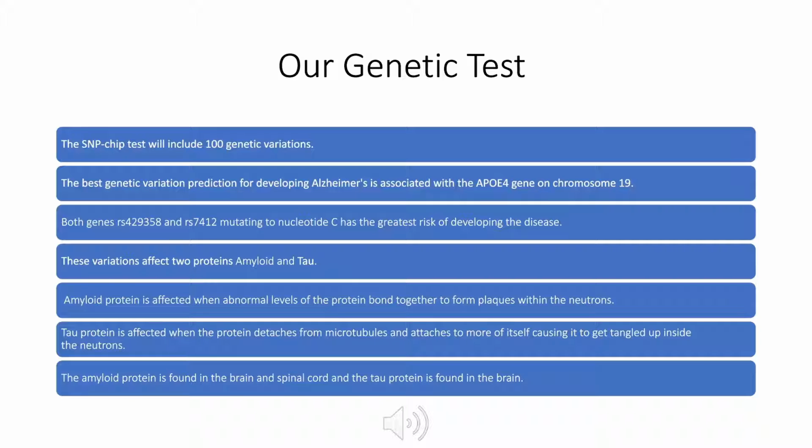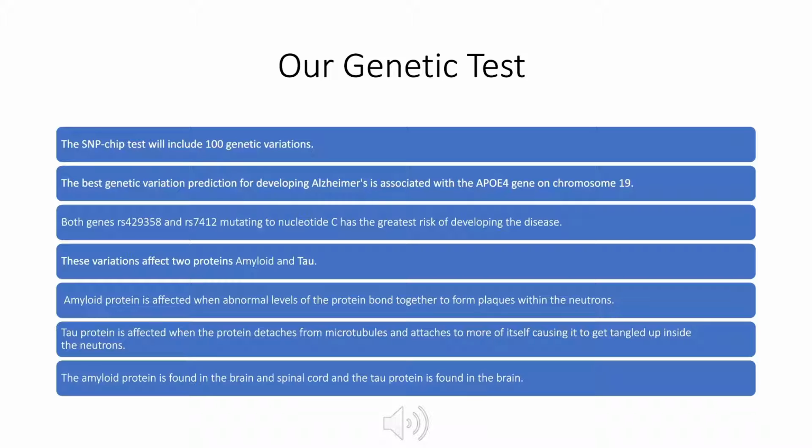The SNP chip test that we created will consist of 100 genetic variations. Out of the 3 genes associated with developing Alzheimer's, a person with the APOE4 gene is most likely to get the disease. When the letter C is in both genes RS429358 and RS7412, the risk of developing Alzheimer's is the highest. When the letter T is in both genes, the risk is the lowest.